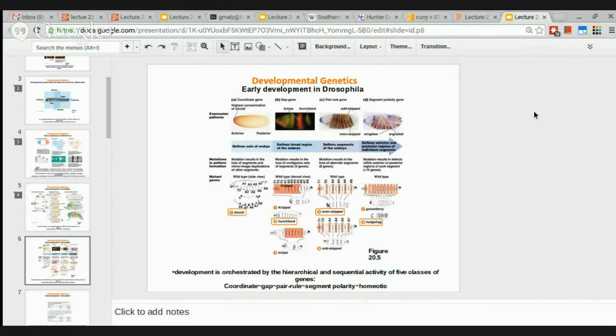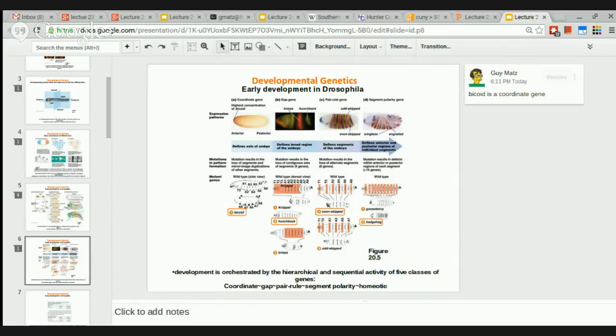Mutations in this class of genes actually lead to a complete confusion of what's anterior and what's posterior. So you get mutants that have no heads but two different tails, for example. More on this in a minute.